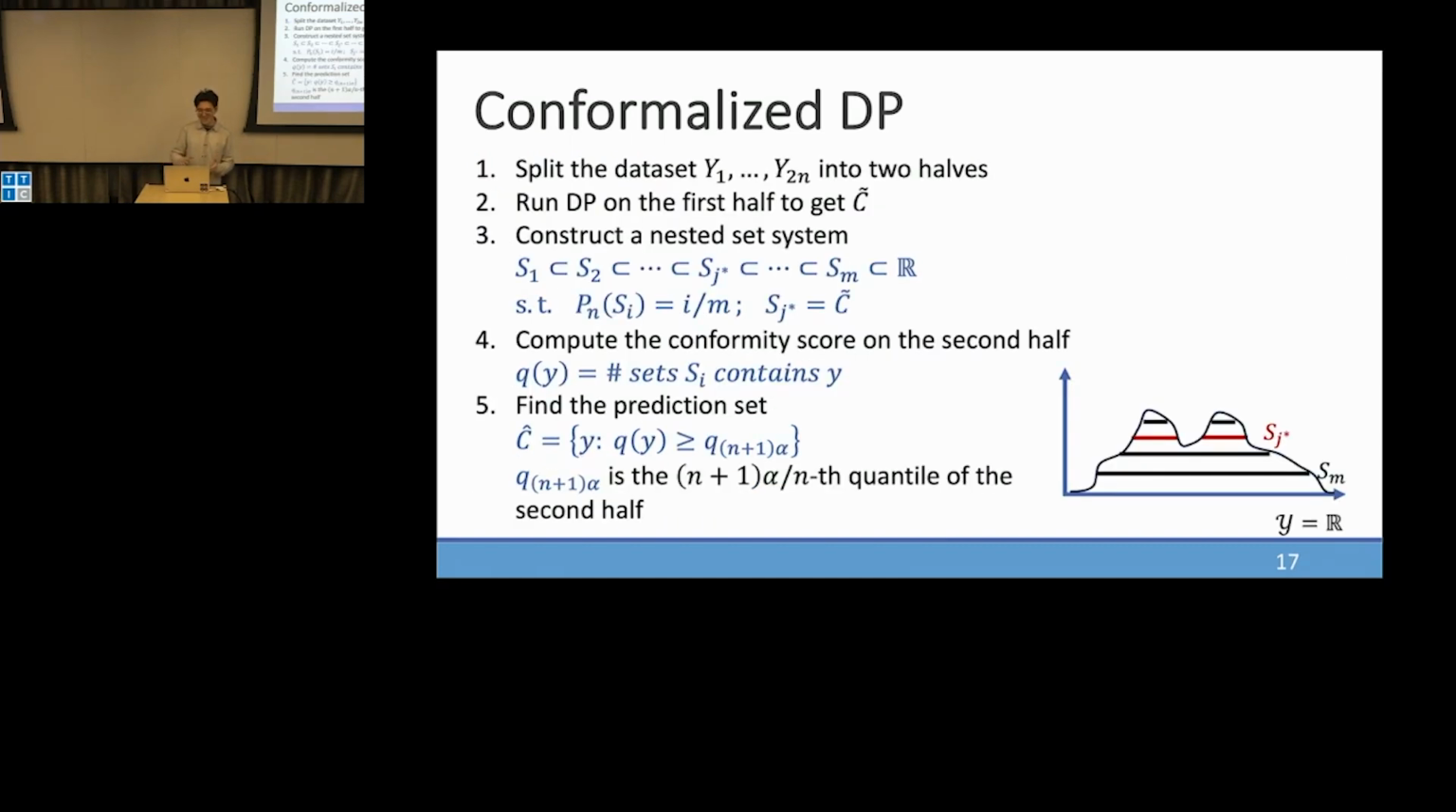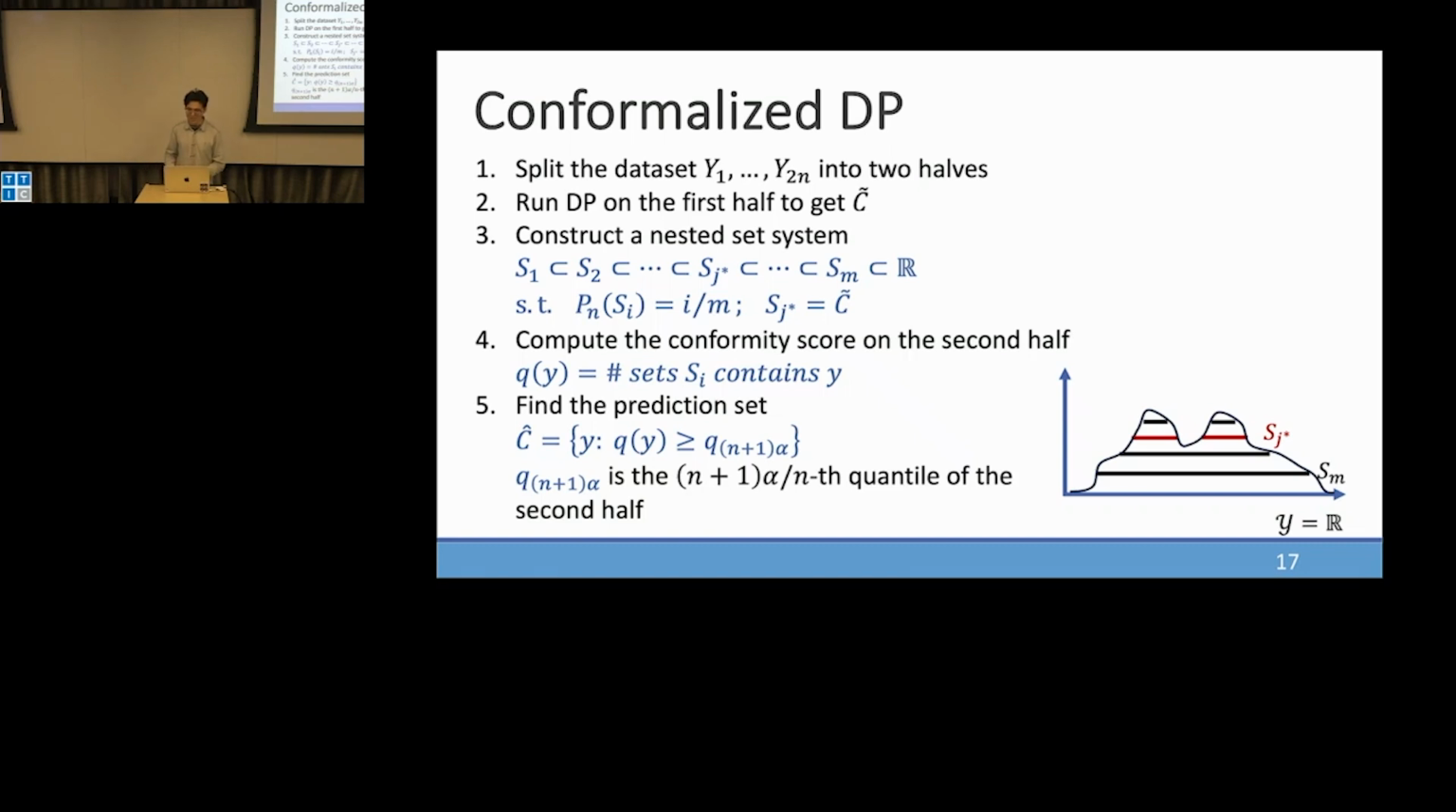So the idea is we take the DP solution and put it in a conformalized wrapper. For now we consider a split conformal setting. We have 2n historical data points and split them into half and half. We use the first half to run the DP to predict a set of intervals that achieve the coverage on the first half with the smallest volume.